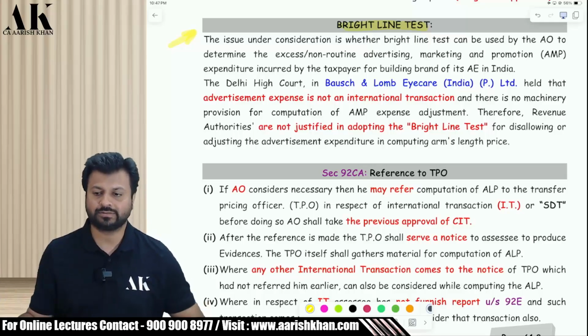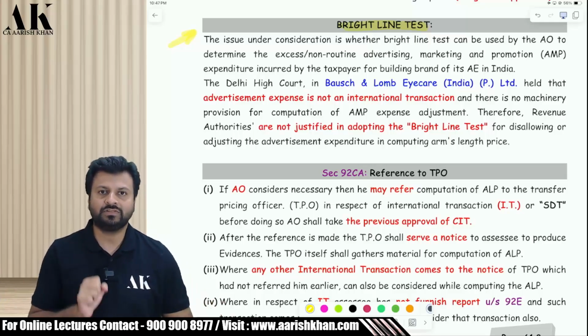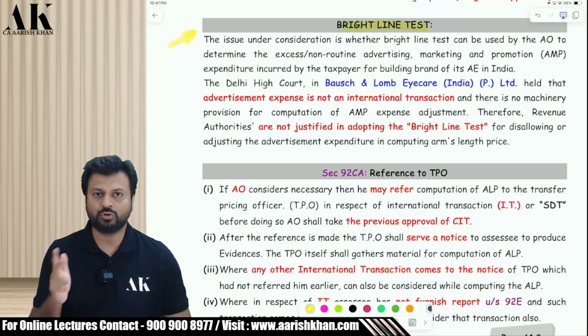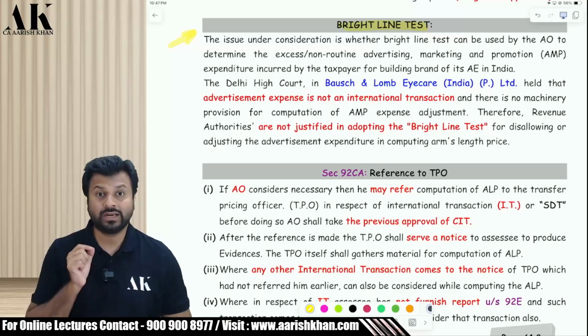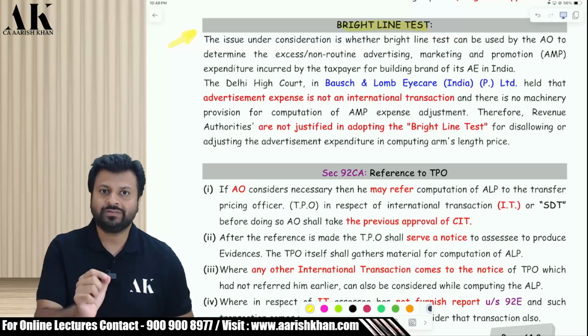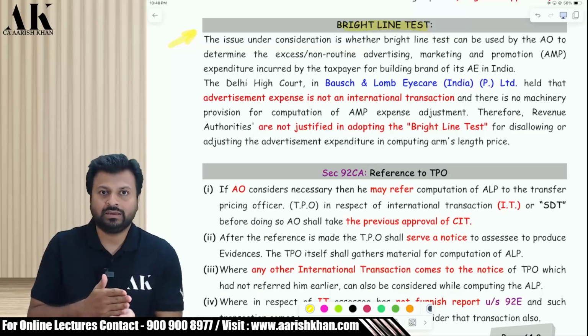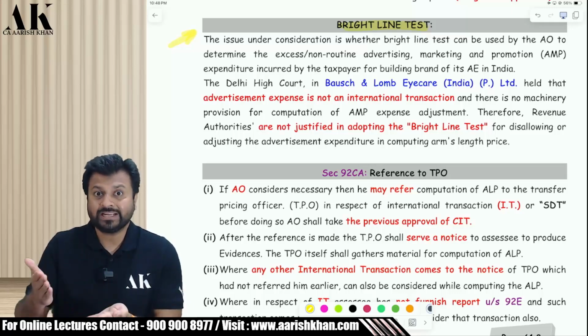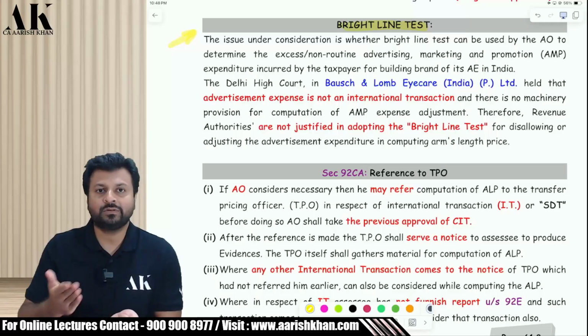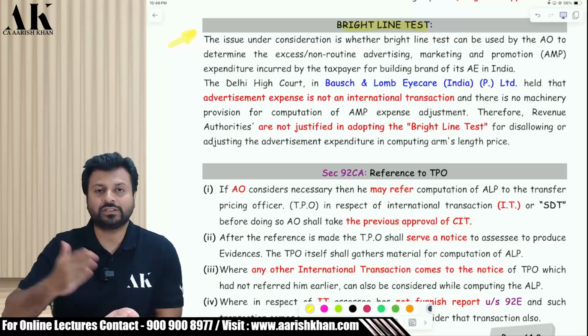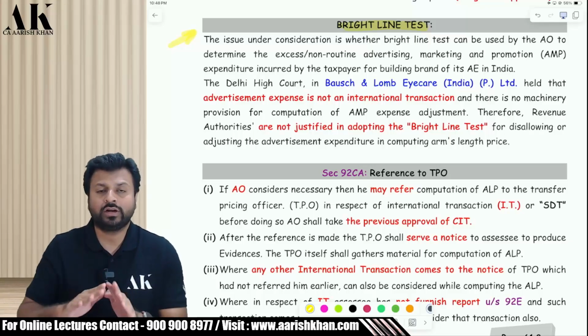of non-routine expense. The assessing officer says that whatever expenditure you are incurring in the form of advertising, marketing and promotion expense, henceforth I am going to call it an AMP expense. So whatever AMP expense you incur in India, the AO divides all of it into two parts: routine expense and non-routine expense. Routine expense will be allowed as deduction, and the excess, which is non-routine, will be disallowed.